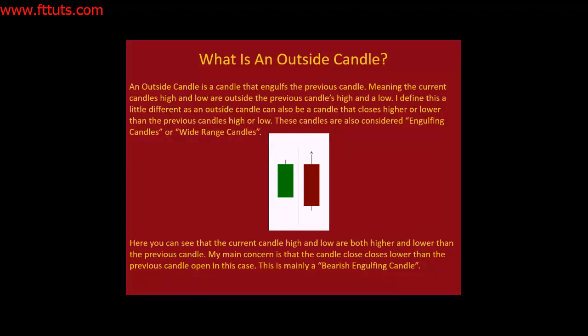Here you can see that the current candle high and low are both higher and lower than the previous candle. My main concern is that the candle closes lower than the previous candle open in this case. This is mainly a bearish engulfing candle.